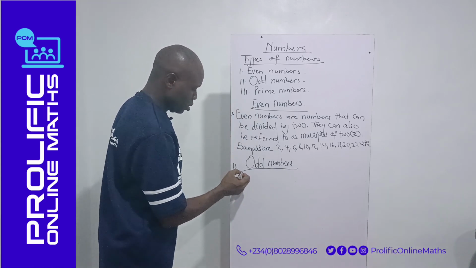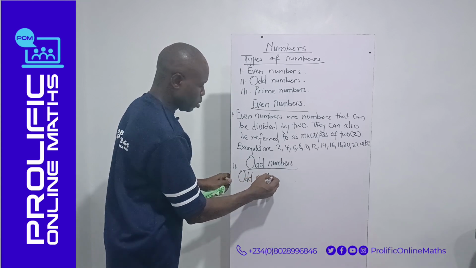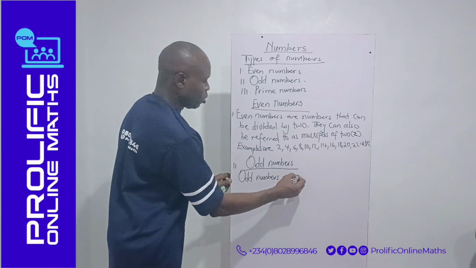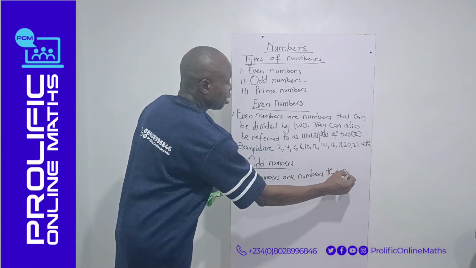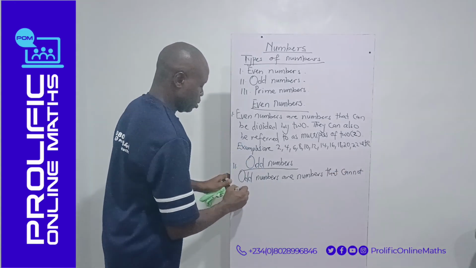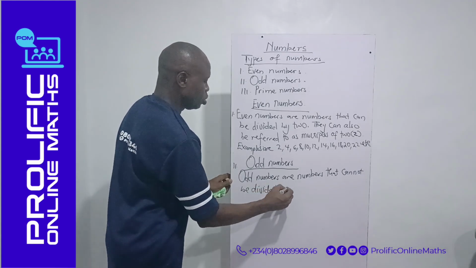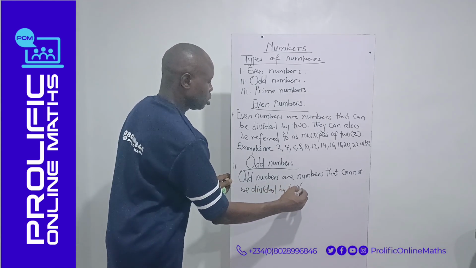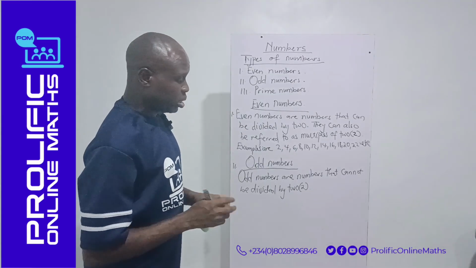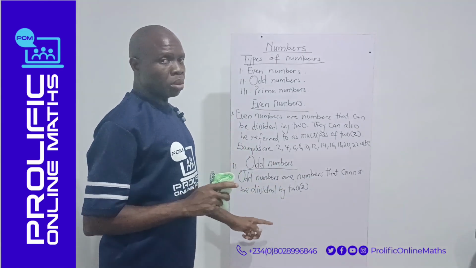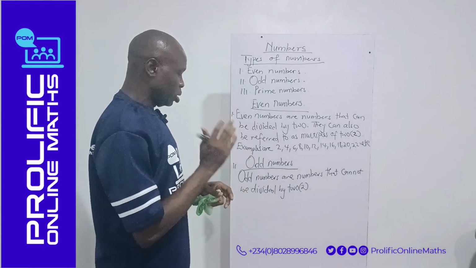So odd numbers are numbers that cannot be divided by 2. Any number that 2 cannot divide, other numbers could divide such numbers, but except 2, we refer to those numbers as odd numbers.